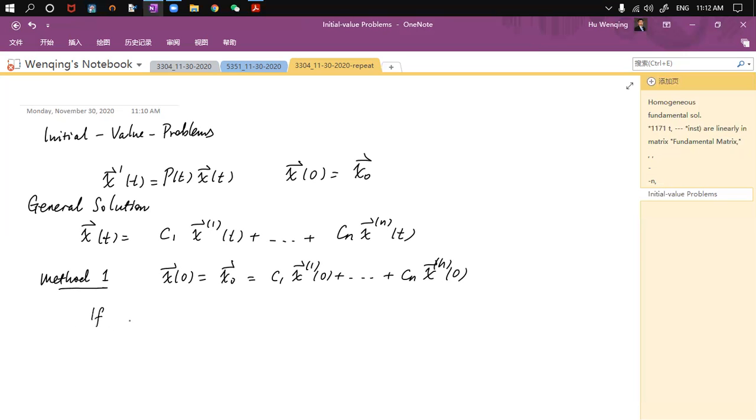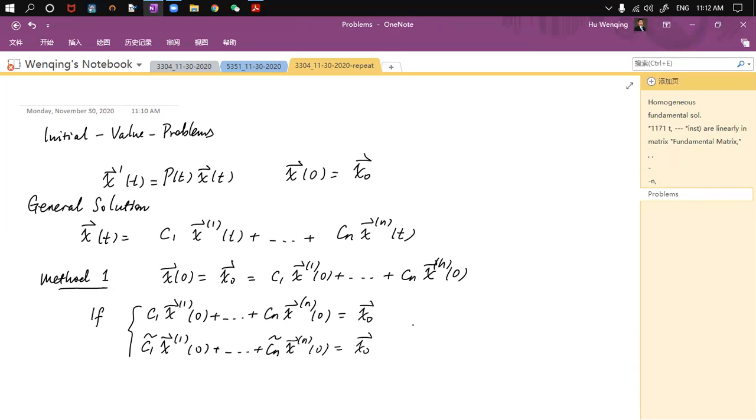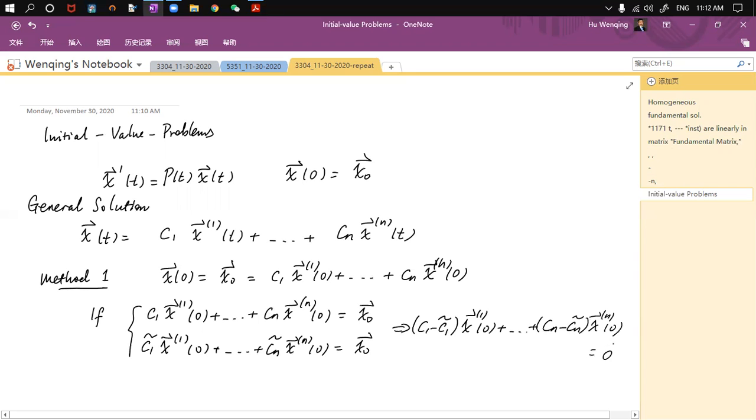Well, let me recall. If you have two choices of coefficients, C1 x1 of 0 plus dot dot dot plus Cn xn of 0 is equal to x0, and C1 theta x1 of 0 plus dot dot dot plus Cn theta xn of 0 is also equal to x0, then you can see that (C1 minus C1 theta) multiplied by x1 of 0 plus dot dot dot plus (Cn minus Cn theta) multiplied by xn of 0 is equal to 0. And once you have that, because of linear independence, you see that C1 is equal to C1 theta, until Cn is equal to Cn theta.